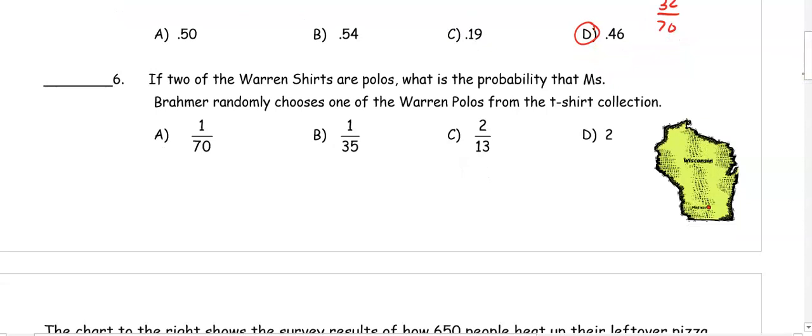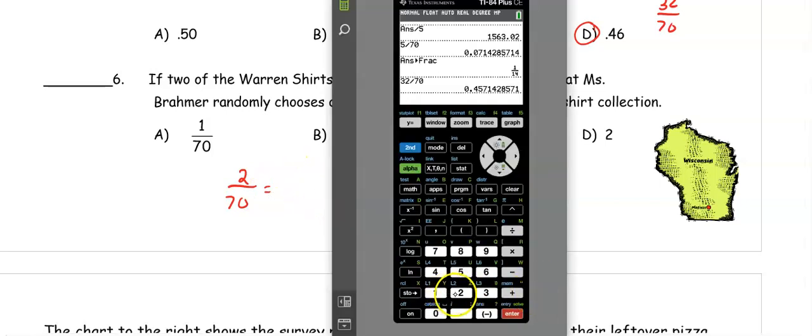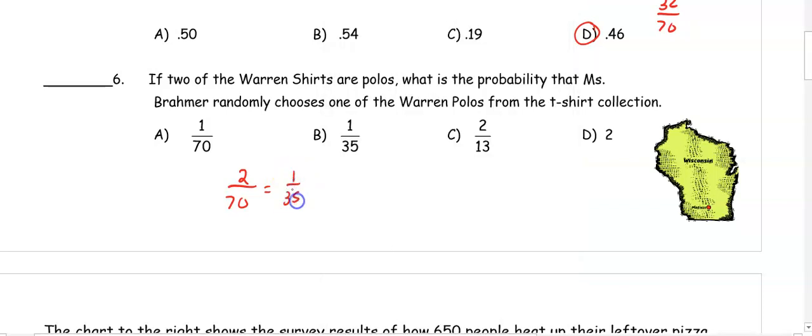If 2 of the Warren shirts are polos, what is the probability that Miss Bramer randomly selects one Warren polo from her t-shirt collection? So if there's 2 of them that are polos, we have 2 out of a total of 70 in the drawer. So we can reduce that. 2 divided by 70. Math, enter, enter, and that reduces to 1/35.